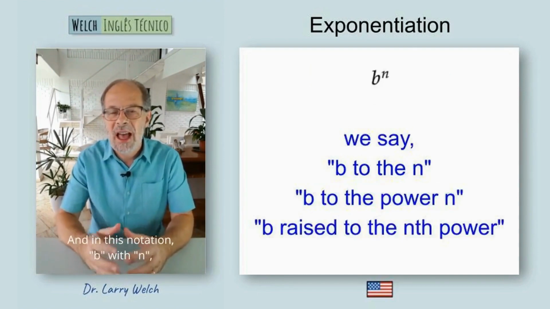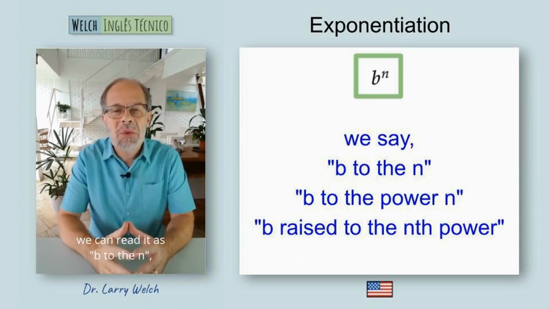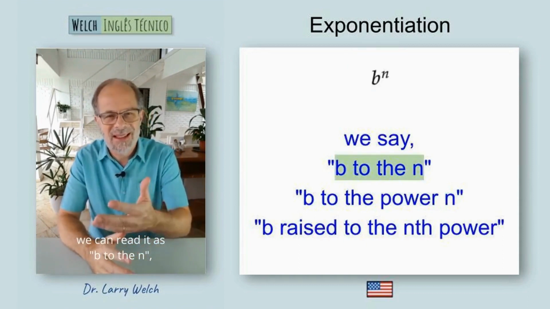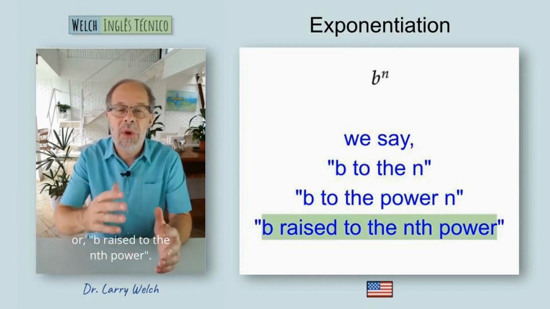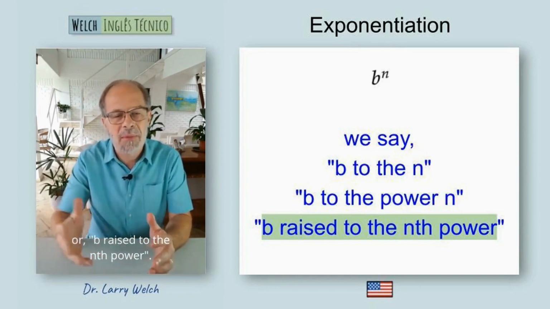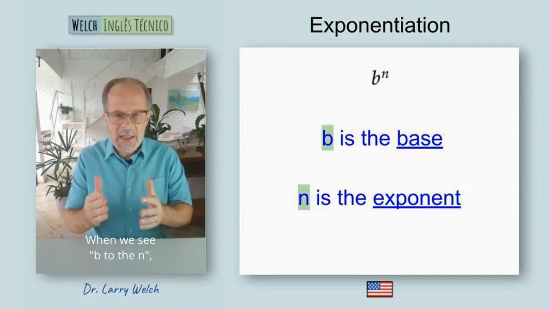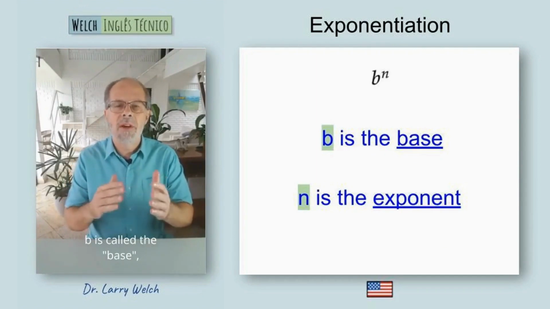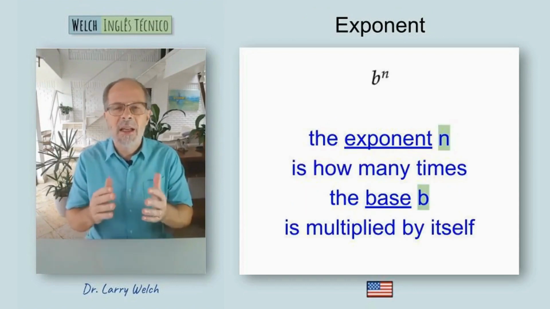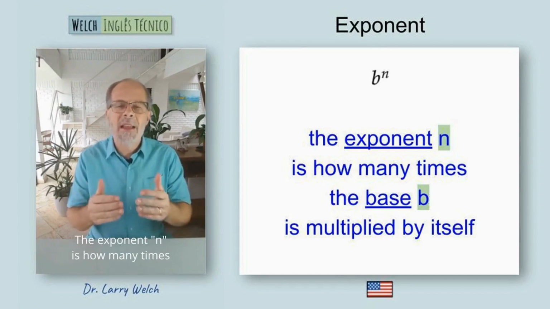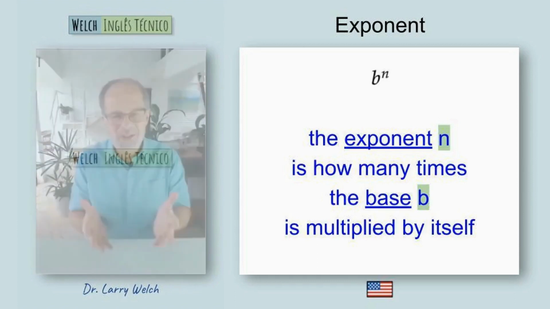Exponentiation. And in this notation, B with the N, we can read it as B to the N, or B to the power N, or B raised to the nth power. There are many names. When we see B to the N, B is called the base, and N is called the exponent. The exponent N is how many times the base B is multiplied by itself.